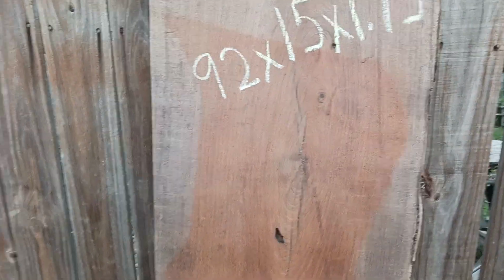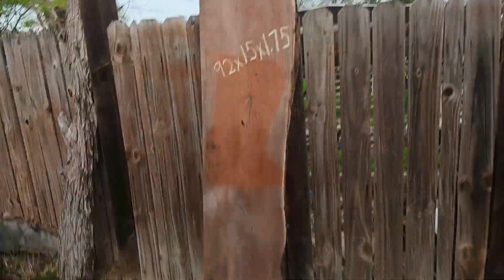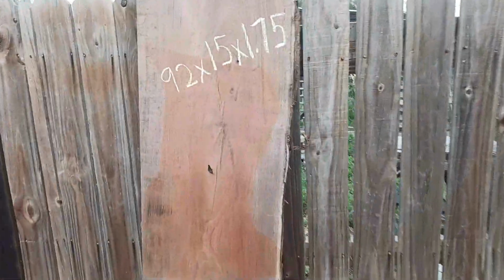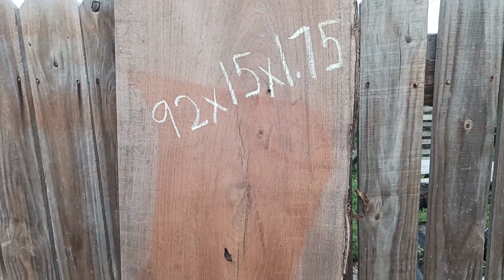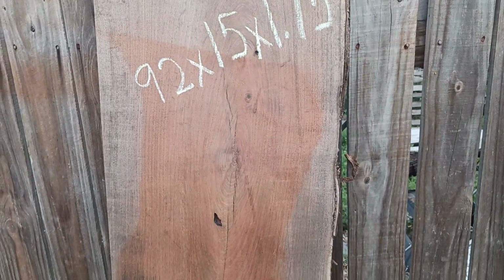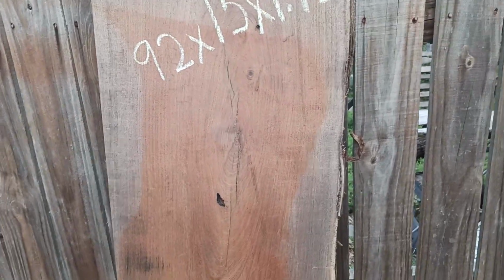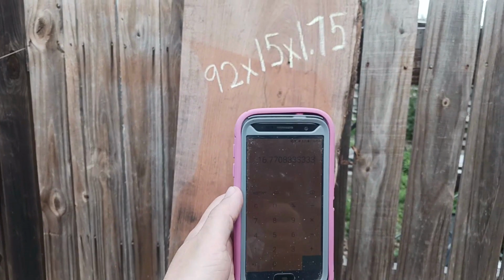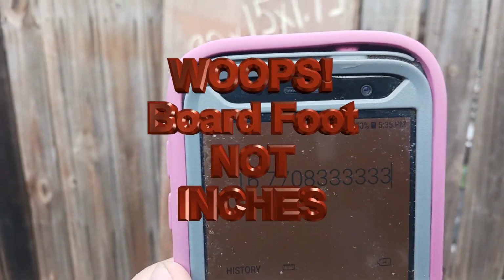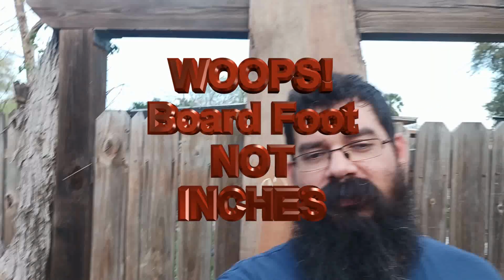So, to get the volume in board feet of a slab, so you know how much wood you're getting in something this size, the equation is 92, which is the length, times 15, the width, times 1.75, the thickness, divided by 144. That gives you the volume in board feet. A slab this big would be, like I said, 16.77 board feet. Then you multiply it by whatever you're selling at, you know, $4 a board foot, $10 a board foot, $20 a board foot. And that's how you get the volume in board feet.